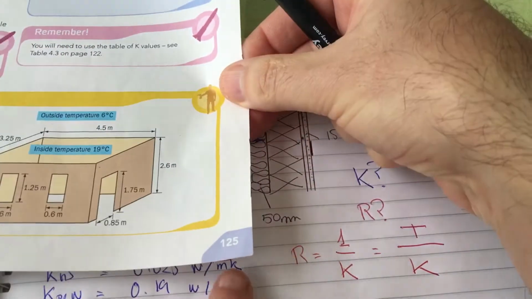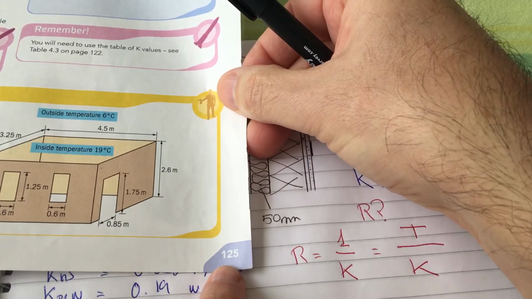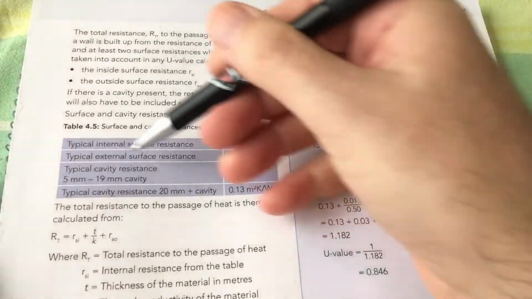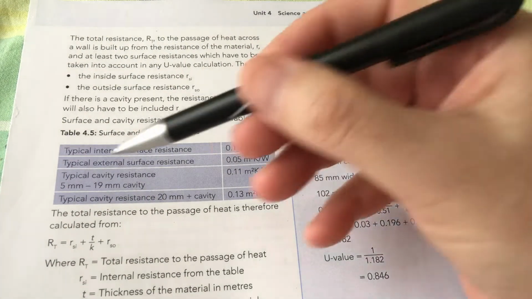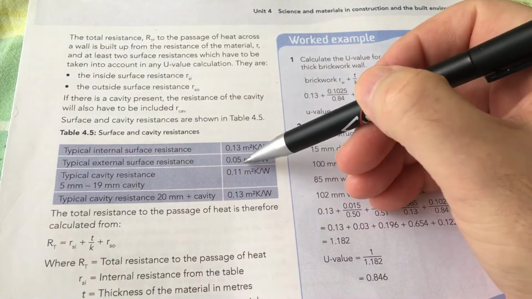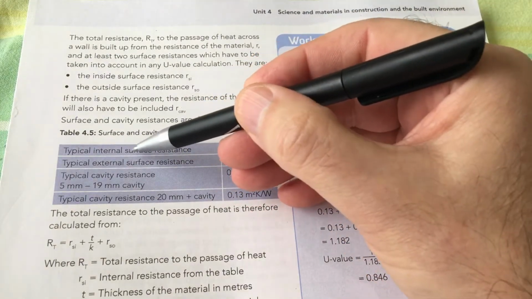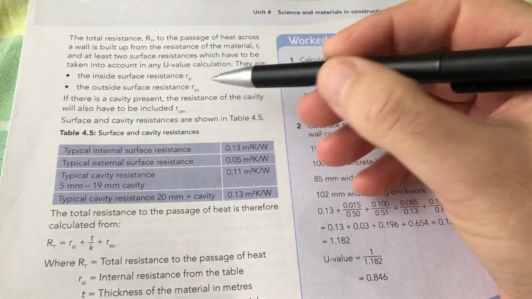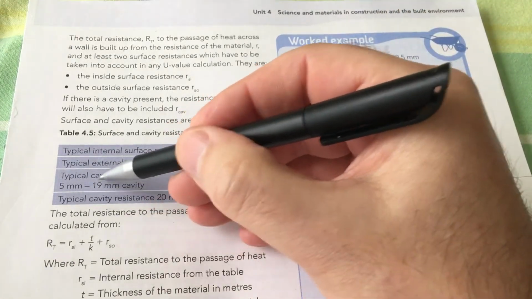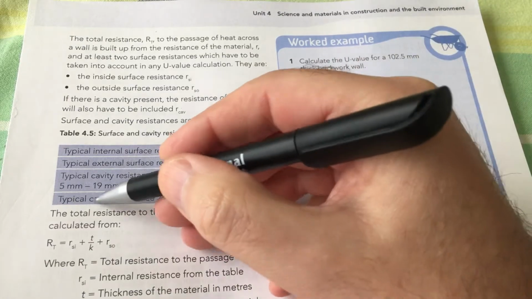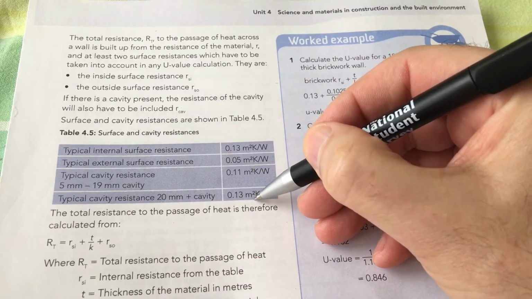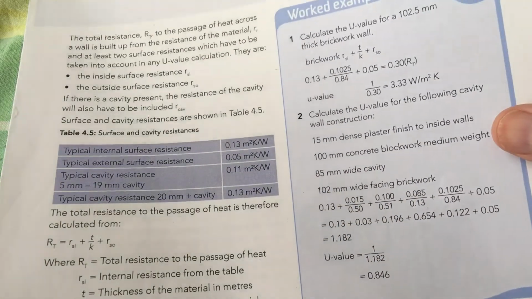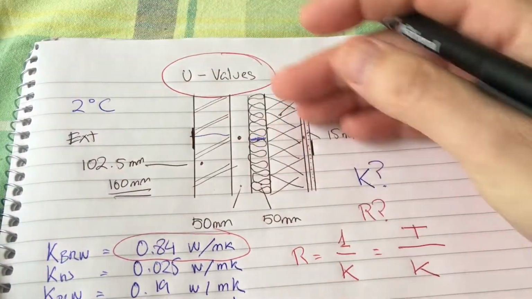If we go to page 125, we got this table, and in this table we got those resistances I have described. So we got the exterior surface resistance, the internal surface resistance, we got a small cavity, and that's the resistance, and we got a bigger cavity, bigger than 20 millimeters, and that's the resistance here. So we're going to find the resistance for the whole system here.